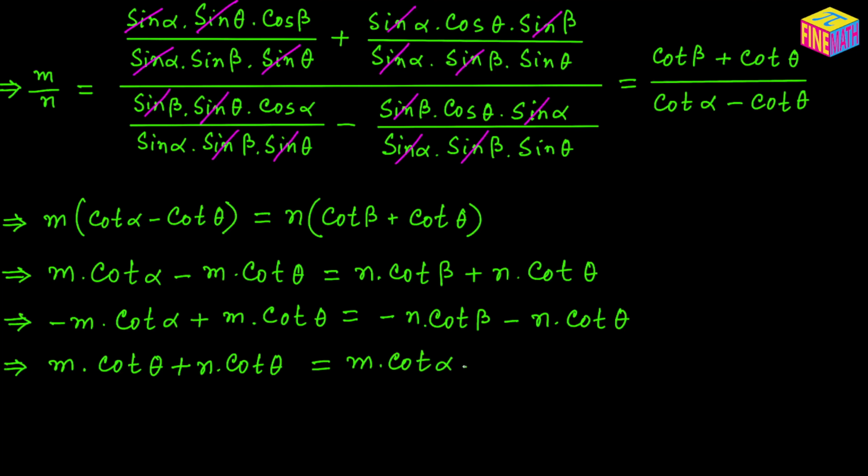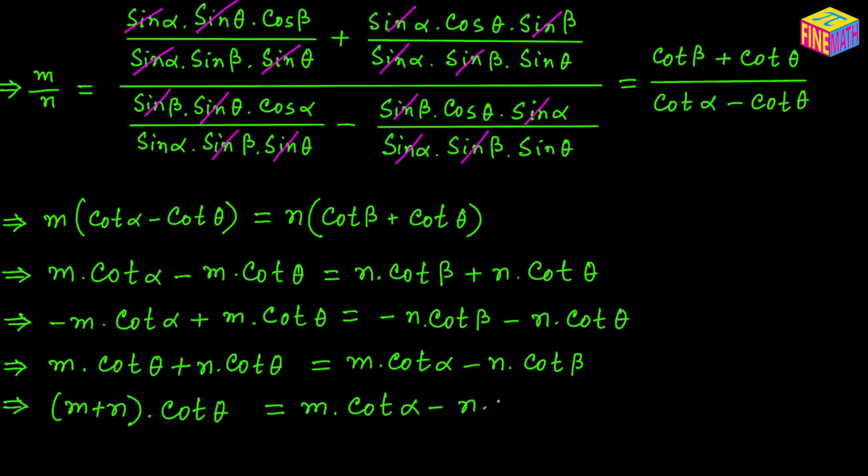and then we have negative n times cotangent of beta, and from here let's take cotangent of theta as a common factor, so we will be left with m plus n times cotangent of theta is equal to m times cotangent of alpha minus n times cotangent of beta, and that's exactly what we needed to prove.